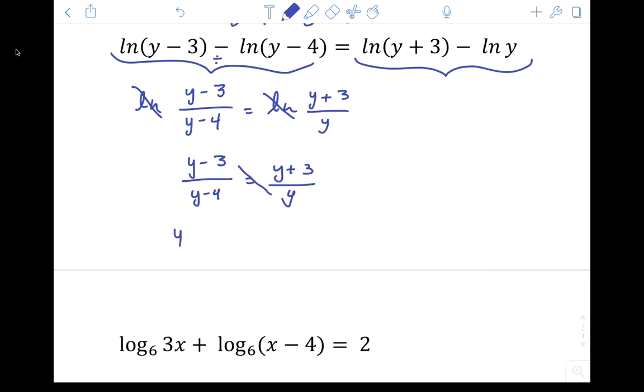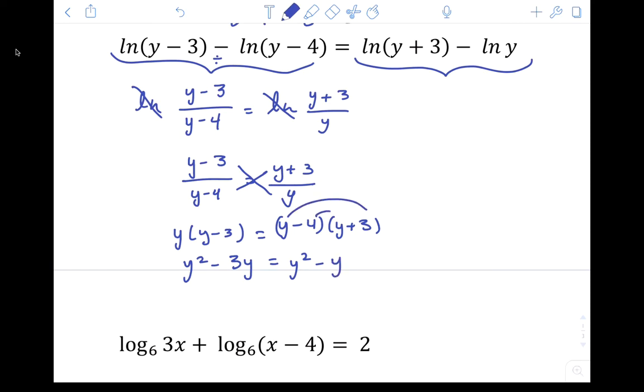you've got y times y minus 3. So y squared minus 3y. And that will be equal to, when you cross multiply the other diagonal, you'll have y minus 4 times y plus 3, which is y squared minus 1y, because the O and the I in FOIL give me negative 1, minus 12, which would be the L in FOIL. So the first, the outer, the inner, and the last.